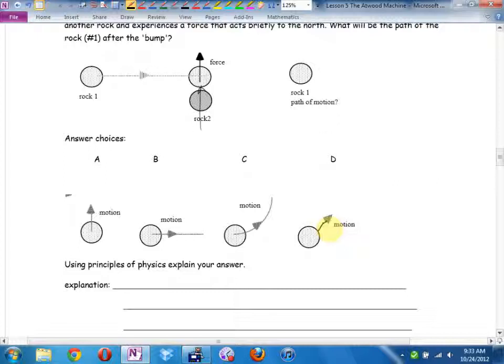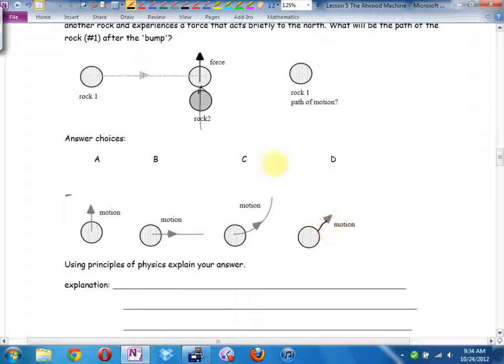Convince me. I guess since it goes briefly north, then since the force is no longer acting on it, if there's no net force on it, what does Newton's first law say? It's going to travel how? Straight line, steady speed. Because remember, you can change an acceleration two ways. You can change the velocity. How can you change the velocity? The magnitude. Or you can also change, what do all vectors have? Magnitude and? You can also change the direction.